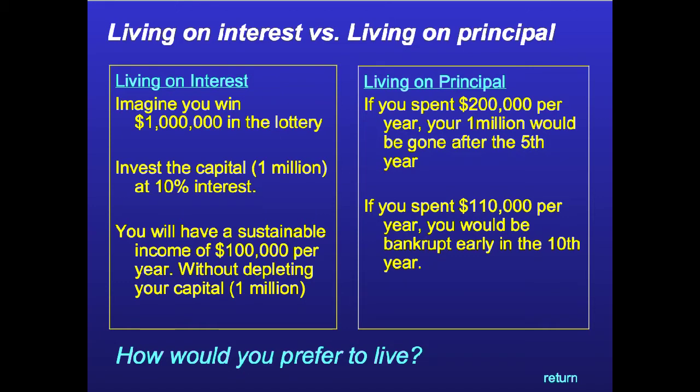Now, if you live on interest, imagine you win the lottery and you get $1 million. Here we go. And you invest the $1 million, your capital, your principal, and you get 10% interest. So you will have sustainable income of $100,000 per year without depleting your $1 million. While living on principal, if you actually use $200,000 per year of your $1 million, it'll be gone after 5 years. If you spend $110,000 per year, then you would be bankrupt early in the 10th year. So which one would you prefer, living on interest or principal?